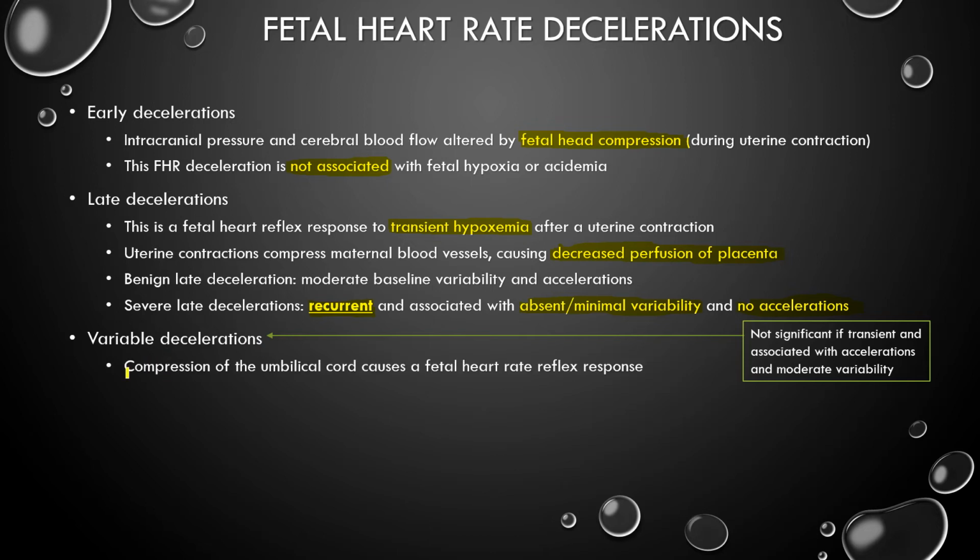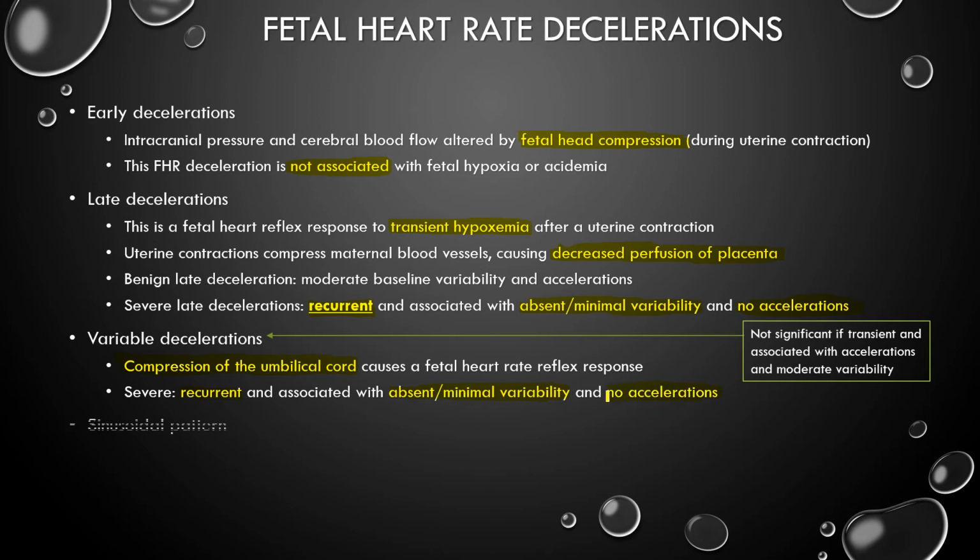And we'll talk about what's going on here. In variable decelerations, the key is you have compression of the umbilical cord. This compression of the umbilical cord during contraction causes the variable decelerations, and that causes a heart rate reflex response of a deceleration. It's severe, just like late, if it's recurrent. If it's just a couple here and there with good variability and accelerations, you don't have to worry about it. It's just as benign as an early deceleration. But if it's recurrent and associated with absent or minimal variability and a lack of accelerations, that's when you should be concerned about a major problem going on.